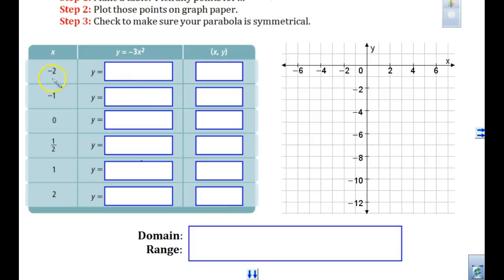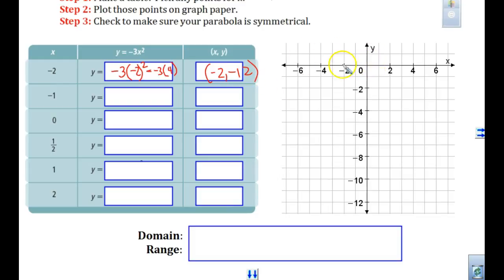A lot of times, I'm going to have you pick 2 negative numbers, 0, 2 positive numbers. You won't necessarily have to pick a half, but I wanted you to see that you can pick actually any number to get this to work. So if we are substituting in, we are going to put negative 3, and then we're going to put negative 2 in squared. Now negative 2 squared is 4, so we're taking negative 3 times 4, which means y is equal to negative 12. So my ordered pair is negative 2, negative 12.